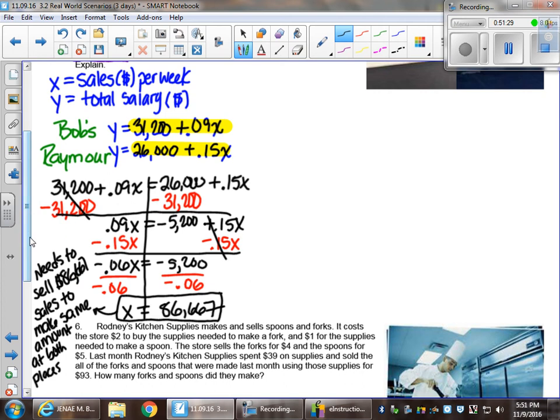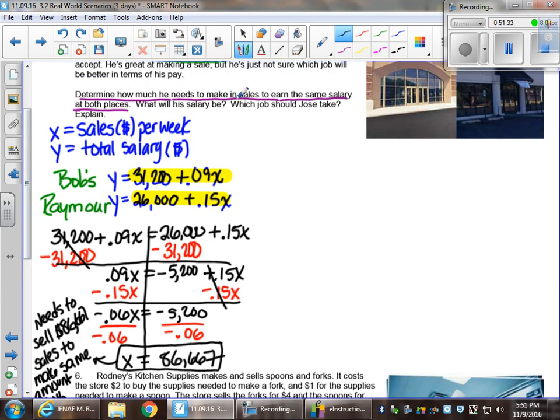So we just answered the first part. The first question said, determine how much he needs to make in sales to earn the same salary at both places. The answer to that was $86,667. So if he sells this much furniture, just realized we should take this off. Just sales, not sales per week. Okay, so if this is his sales, what will his actual salary be? Because this is what he's selling. That's not how much he's making. What will his salary be?